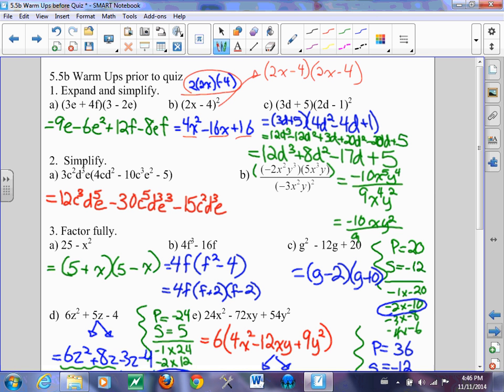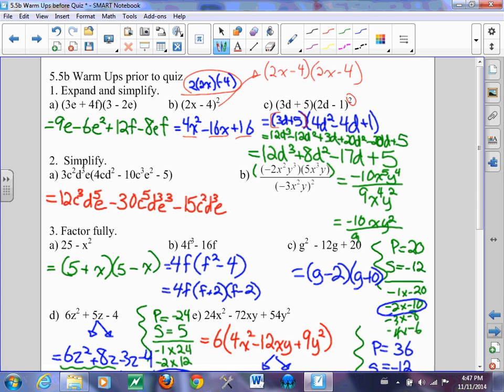Okay? Last question, question C, folks. Be careful because there's an exponent of 2 there. So you leave your first binomial here, and you're going to, again, square the first, double the product, square the last, or expand it out if you need to.